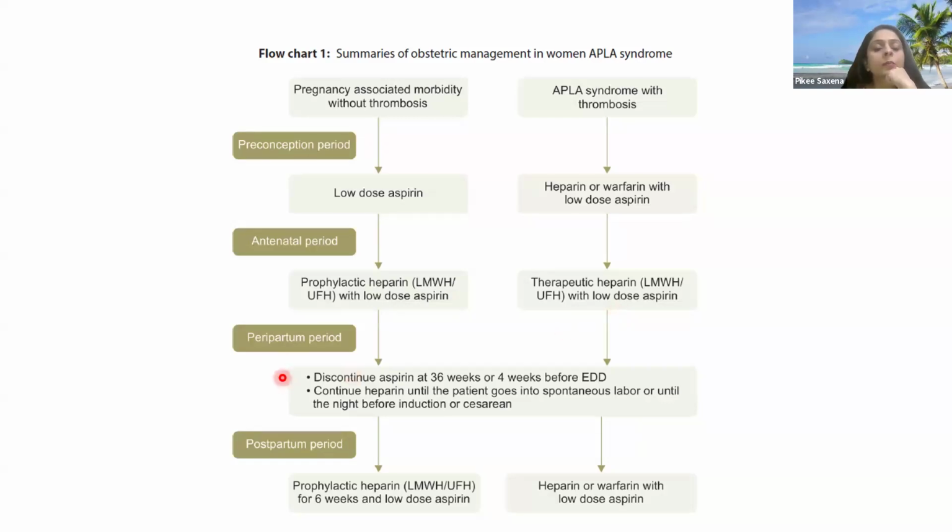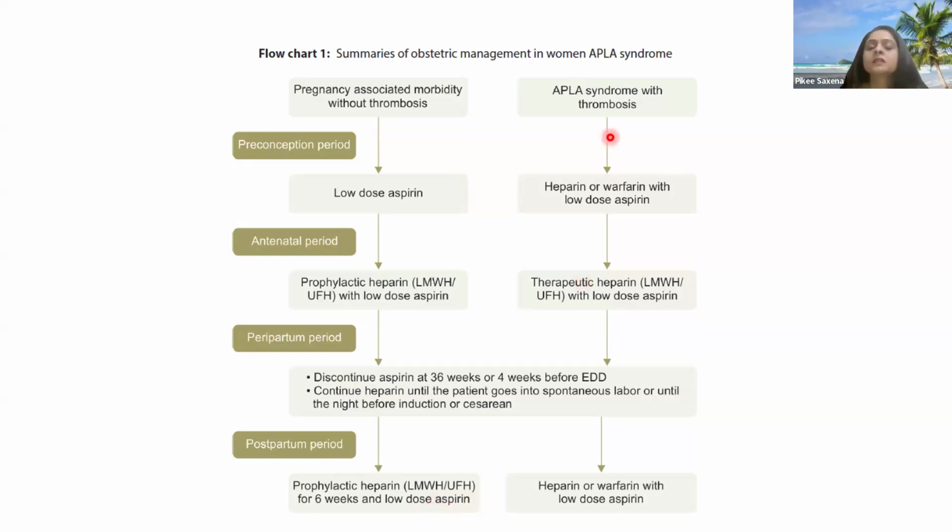Okay. So in the peripartum and at 36 weeks, you stop the aspirin and the enoxaparin can continue till one night before induction or till the time she goes into labor. After delivery, we know that it is a thrombogenic condition during pregnancy and after delivery. So you continue again for 6 weeks, both low molecular weight heparin and aspirin.